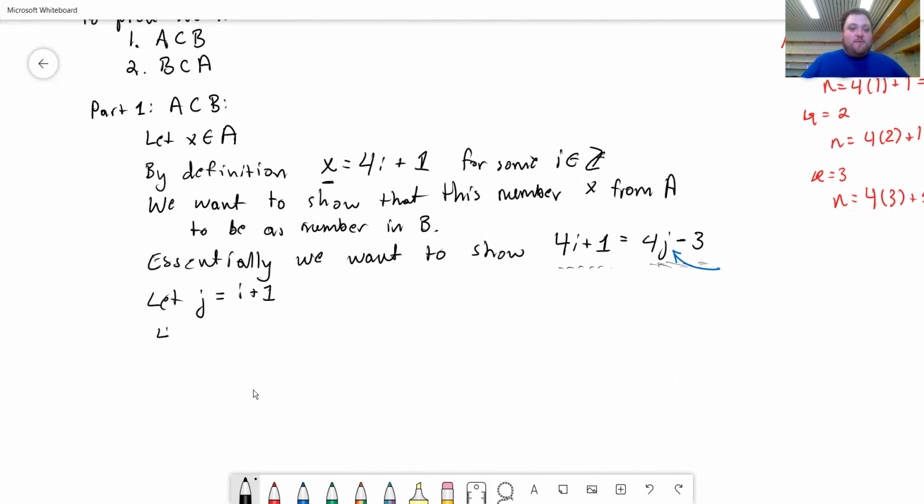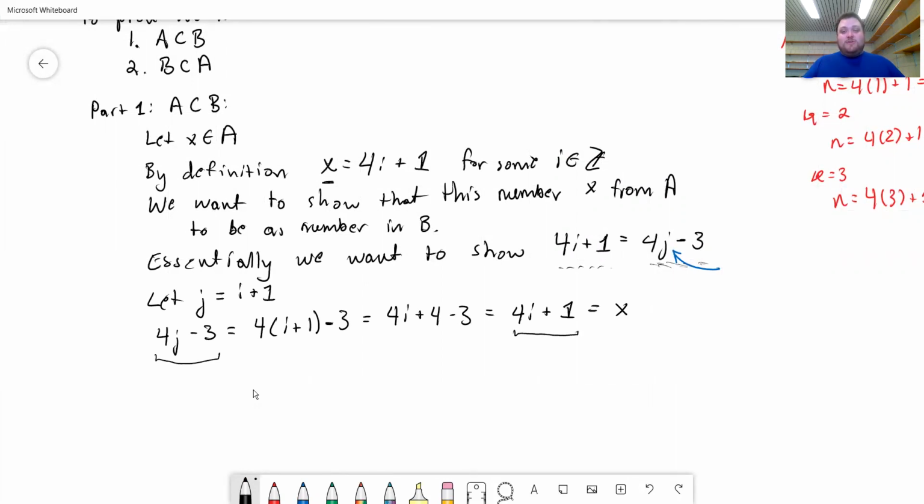If that's the case, we have 4j minus 3, which is equal to 4(i plus 1) minus 3, which is equal to 4i plus 4 minus 3, which is equal to 4i plus 1, which is equal to the number x. So what we've just shown is the number 4j minus 3 from B is equal to the number from A, which is both x. So we've just shown that for any x, if it's in A, then it's also in B.